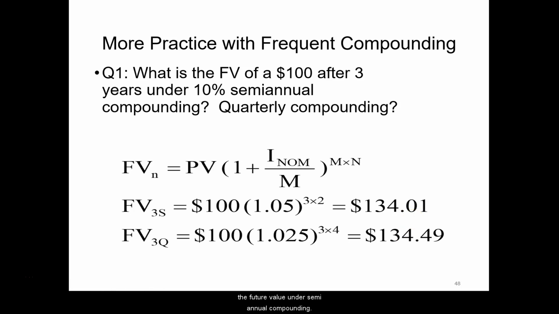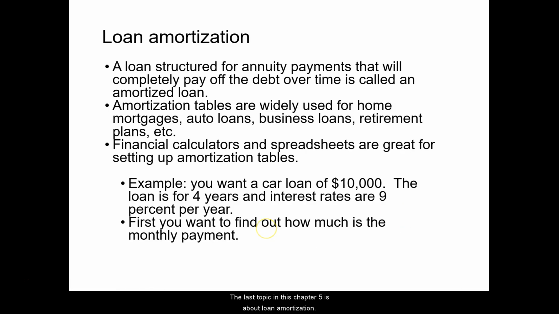value under semi-annual compounding. The last topic in this chapter 5 is about loan amortization. So the idea is when you have a loan that is structured for annuity payment, then each time you make a payment, the payment will go to pay off the principal and interest. And over time, the loan will be completely paid off. And so that is actually a loan amortization process.